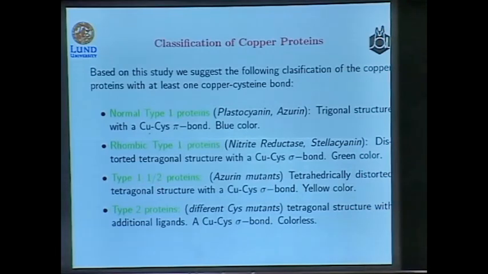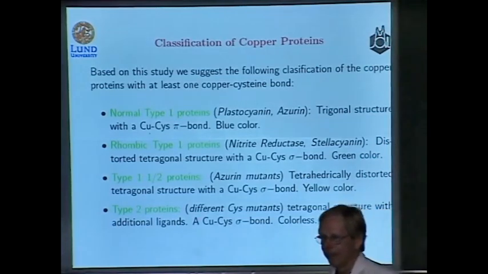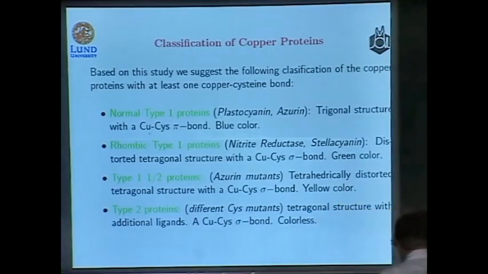Type 1.5 proteins, some mutants which you can construct, are even more tetragonal, and the color is now yellow. And finally, type 2 proteins is where you add one ligand. Then it becomes tetragonal, of course. You have a 5-coordinated copper or even a 6-coordinated copper, the color disappears, and you have a standard copper 2. So all these different proteins can be classified according to the binding they make to the cysteine atom.